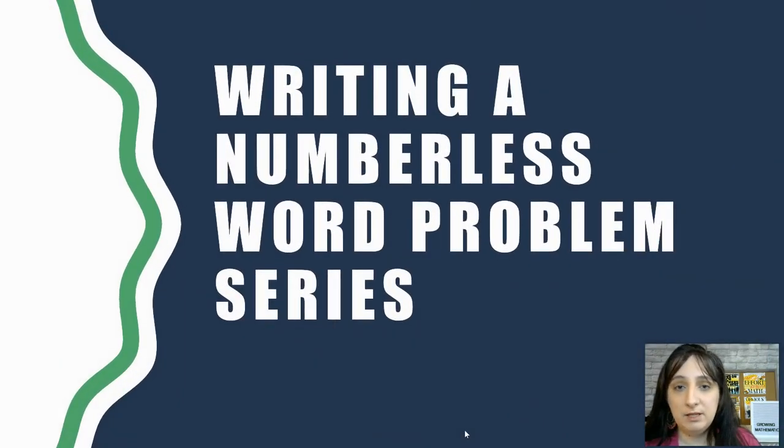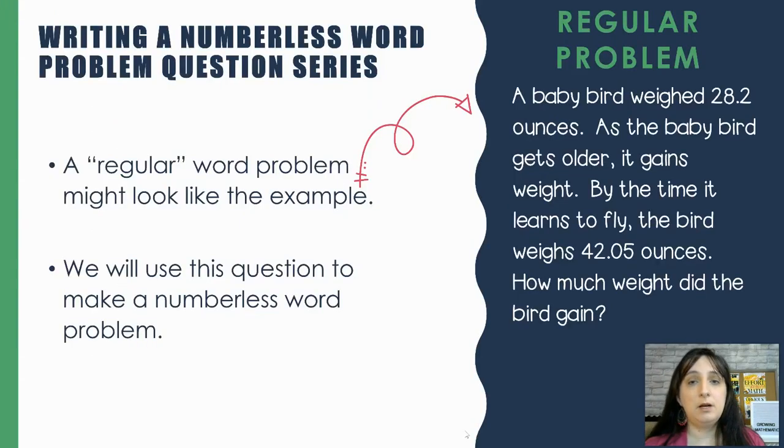So now we're getting into the good stuff. We're going to talk about how you actually write your own numberless word problem series. We're going to start with a normal word problem, just like the regular type. So we've got this example over here. We're going to use this question to make a numberless word problem. Our regular problem says, a baby bird weighed 28.2 ounces. As the baby bird gets older, it gains weight. By the time it learns to fly, the bird weighs 42.05 ounces. How much weight did the bird gain?